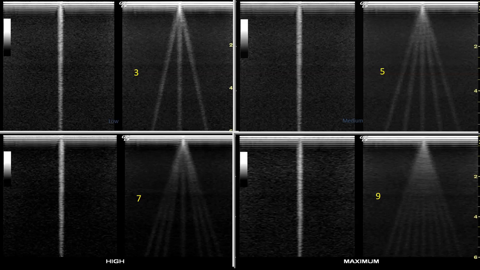The picture on the very left is zero compounding, or none, where the signal goes straight down. Then we see one with 3 different angles that we're sending the signal out. And finally, at the end, we have one with 9 different angles that the signal's being sent out at.